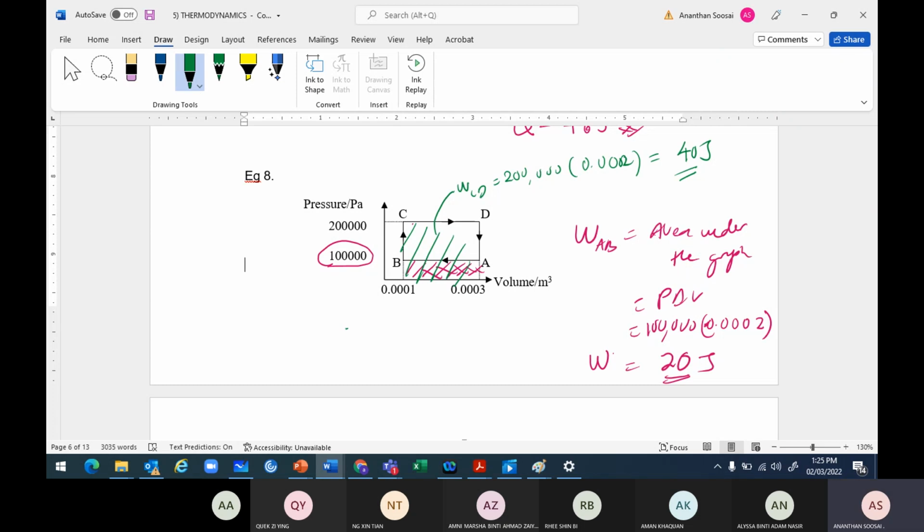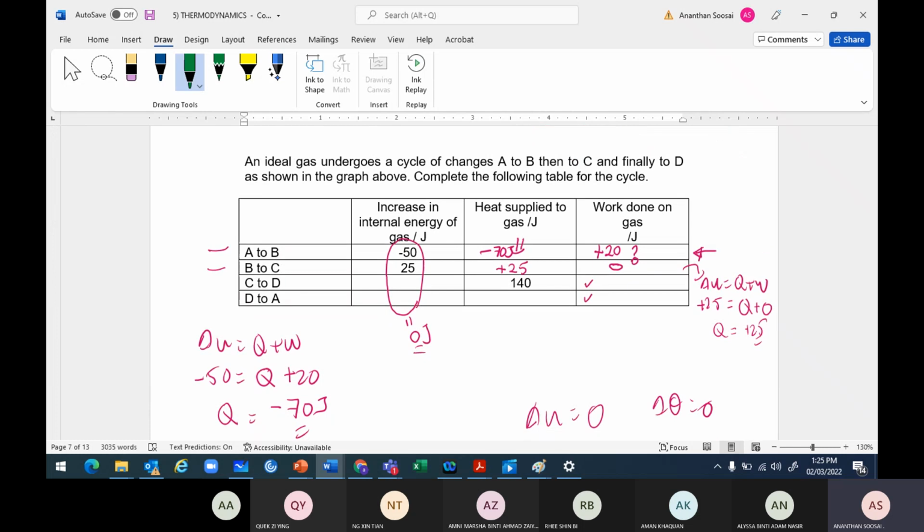Compress or expand? The gas expands. Gas expands, work done is -40. Compress means positive, expand is negative. You have to remember this by heart. So here it is negative 40, expand. So C to D, the gas expands, work done is -40.